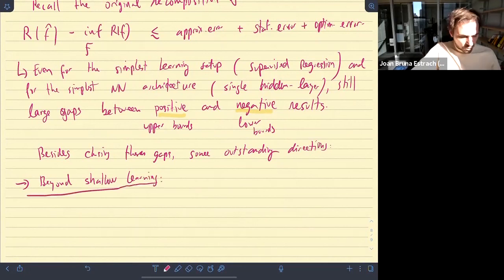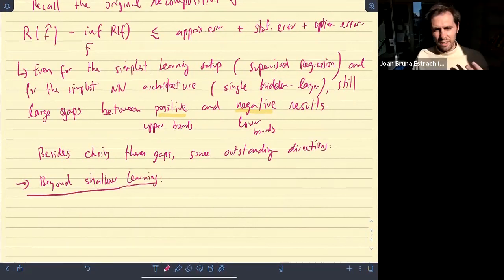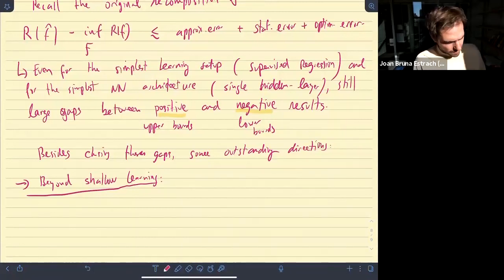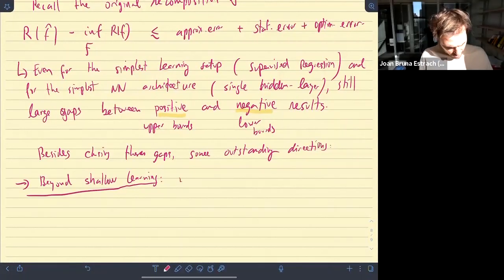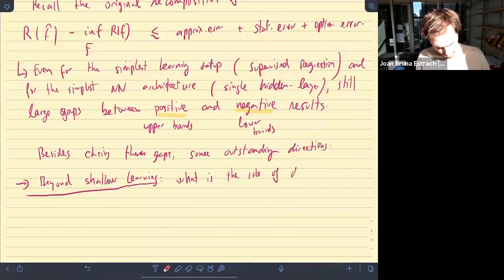In terms of getting this full control, right? When I say in this setting, I mean a theory that understands everything, that has full control of all the sources of error, right? So in particular, we'd like to understand what is the role of depth in architecture.